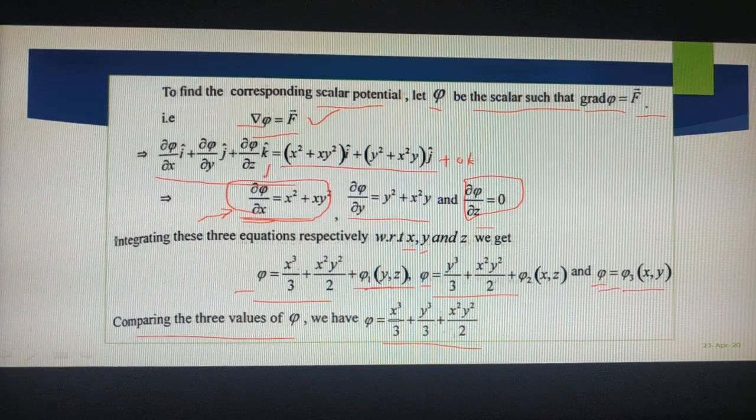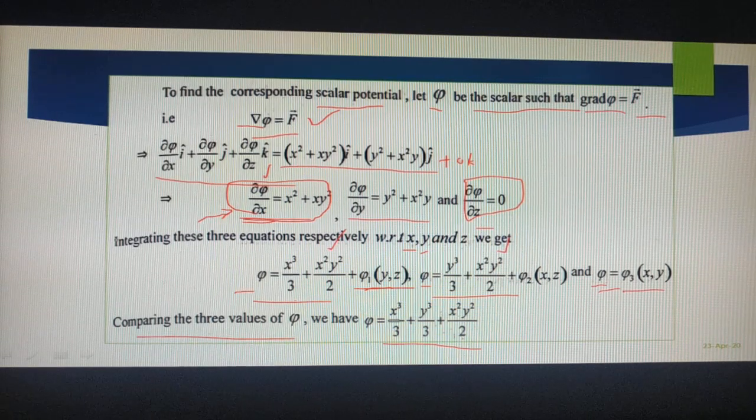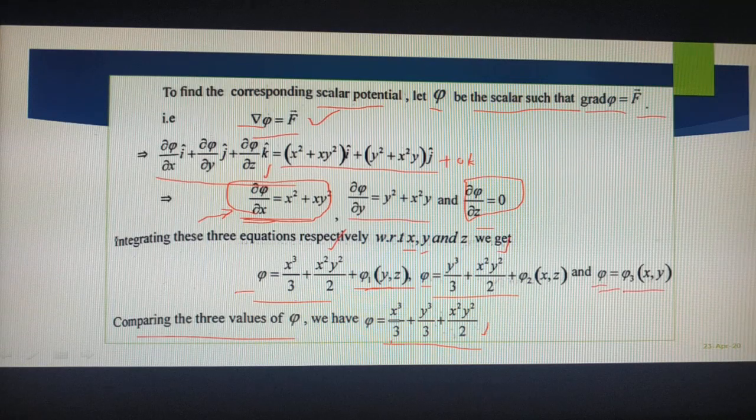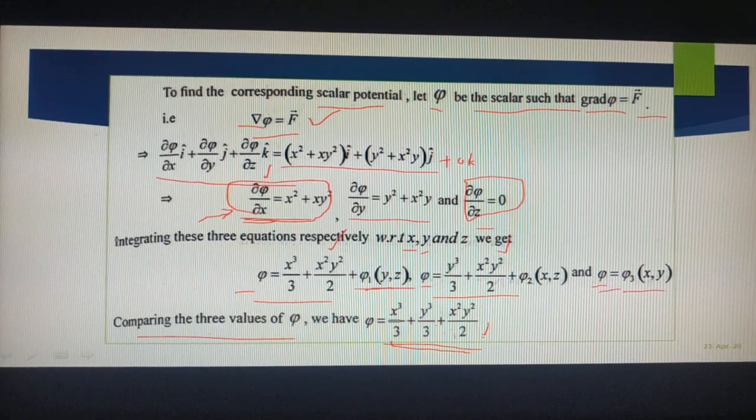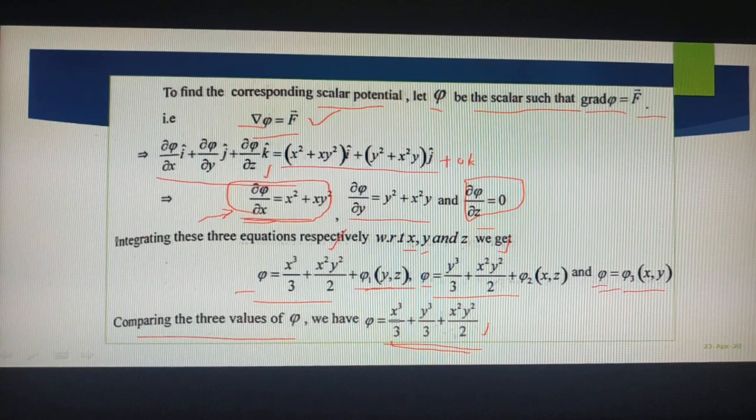So we have x cube by 3 here, and I am writing x square y square by 2, which we have here as well as here, but one time is enough, so that we write down. Then the remaining is y cube by 3. These are three different terms, all different terms, write down at one place. That will be your answer, the pi function, which is a potential function.